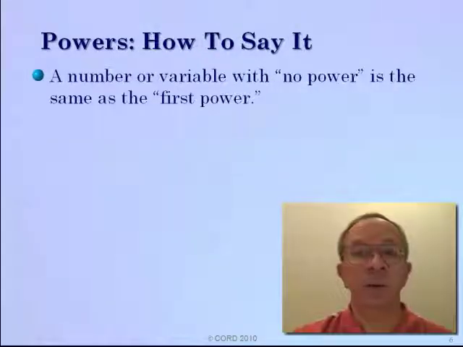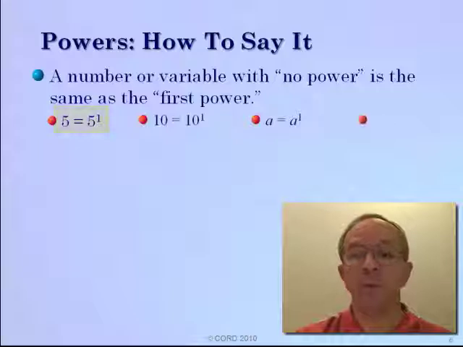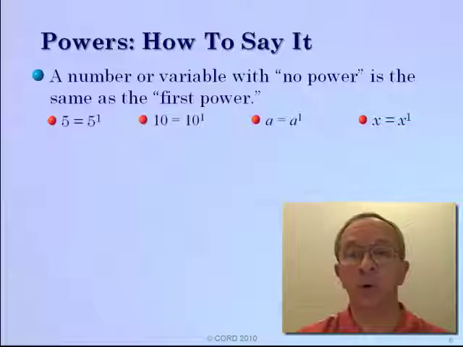A number or a variable with no power is the same as the first power. So we'll say 5 is the same as 5 to the 1 power. 10 is the same as 10 to the 1 power. A is the same as A to the 1 power. X is the same as X to the 1 power. So anytime you see those variables by themselves, know that they really have a 1 as an exponent. That'll become important when you start multiplying and dividing powers.